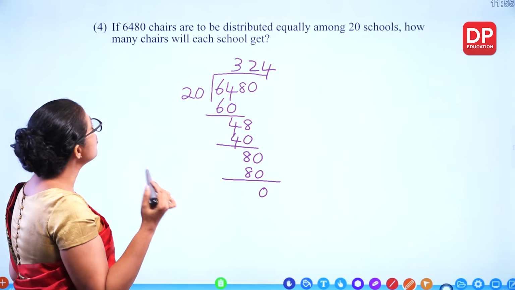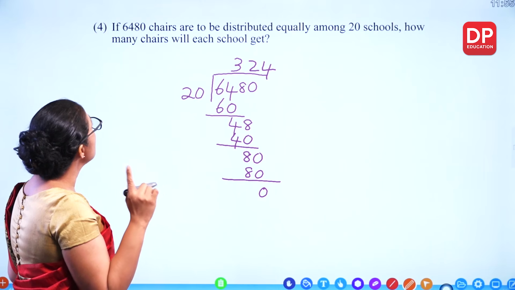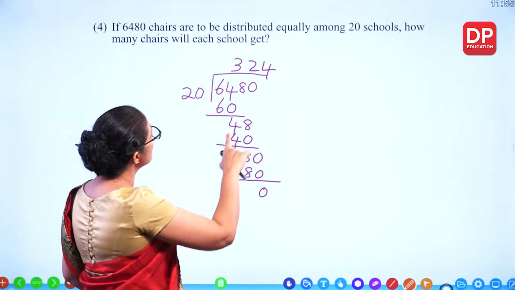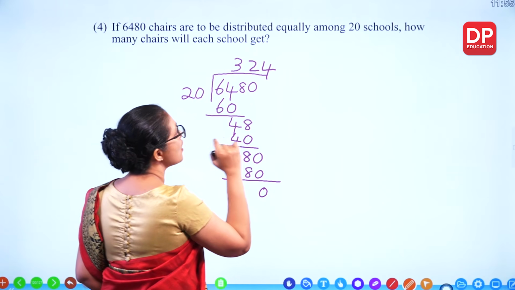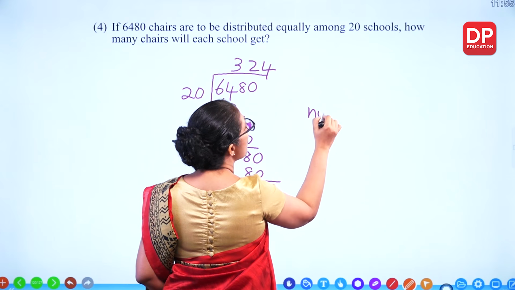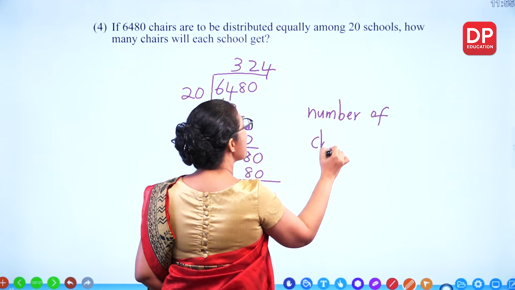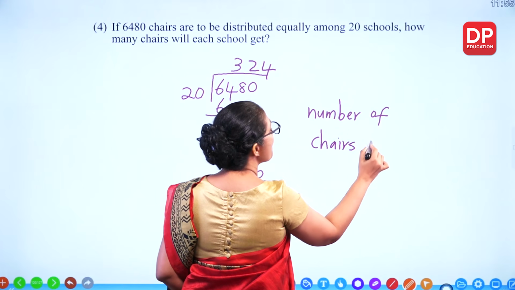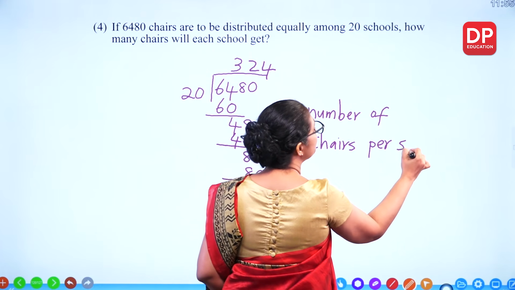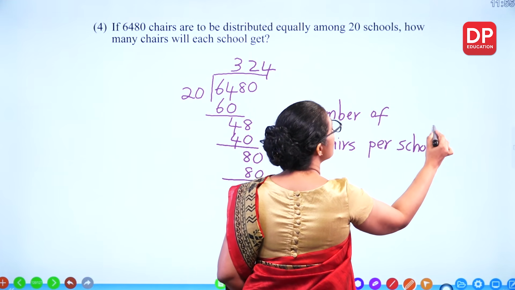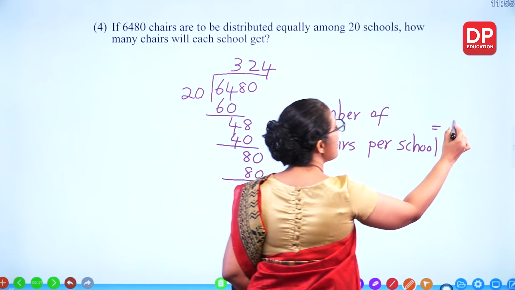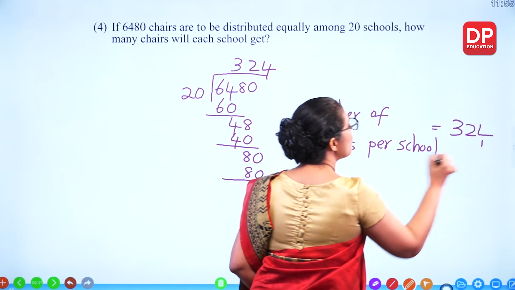So how many chairs can you give to each school? So that's 324 chairs. Number of chairs per school is equal to 324.